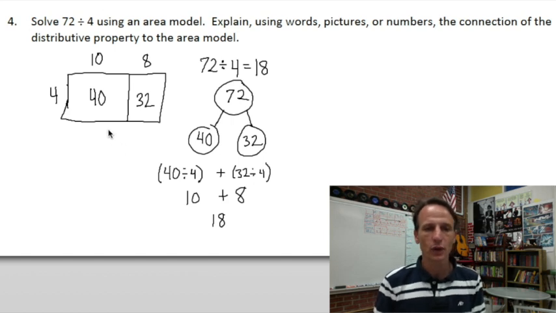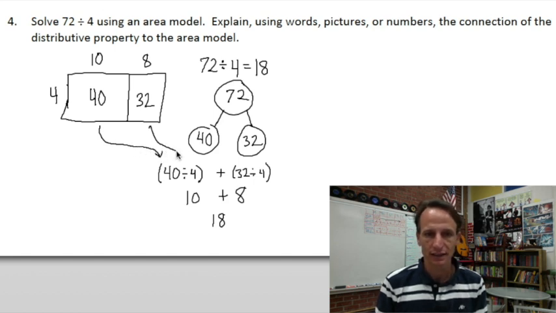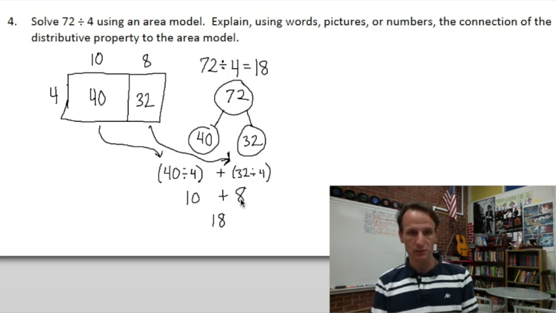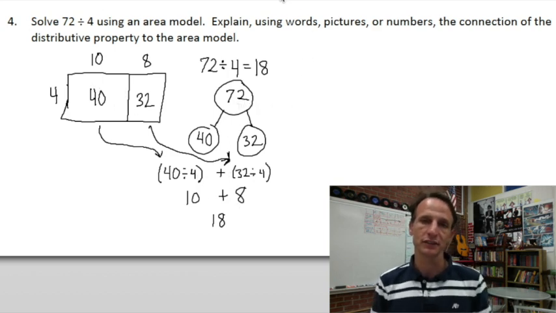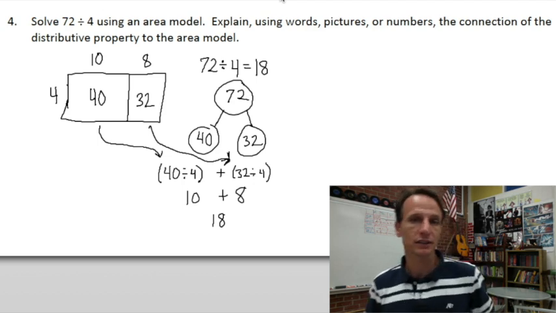If we wanted to, we could do one last thing here. We could say, hey, this is that. And this is that. Those arrows say we just want to make that actual connection between the area model and the distributive property. Like there it is. There's the connection. Good enough for me. Makes sense to me. All right, let's look at number 5, shall we?